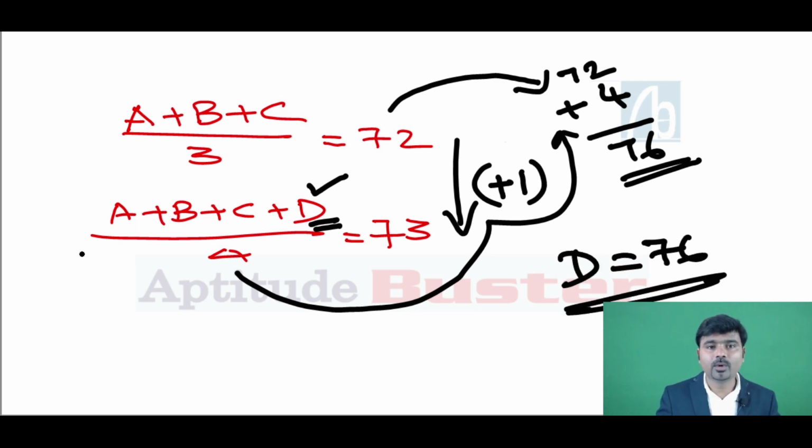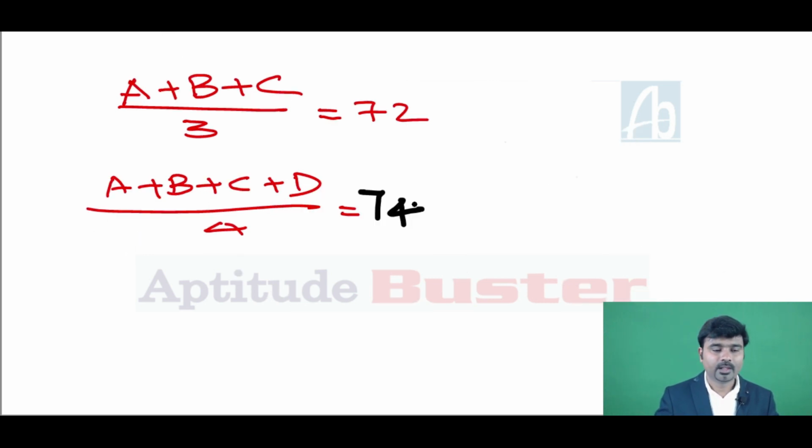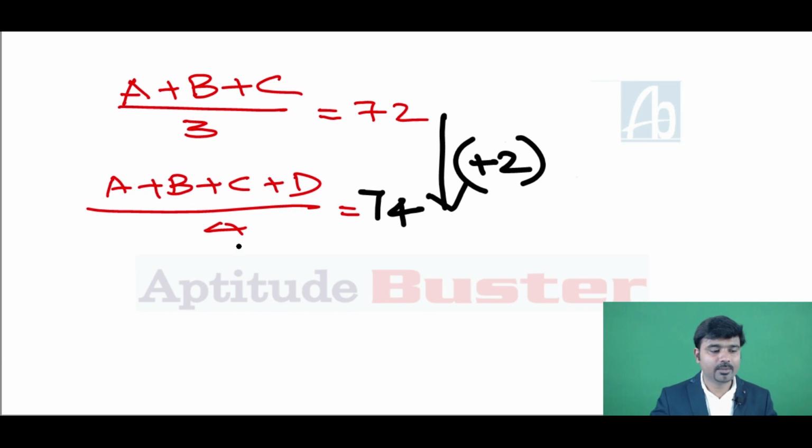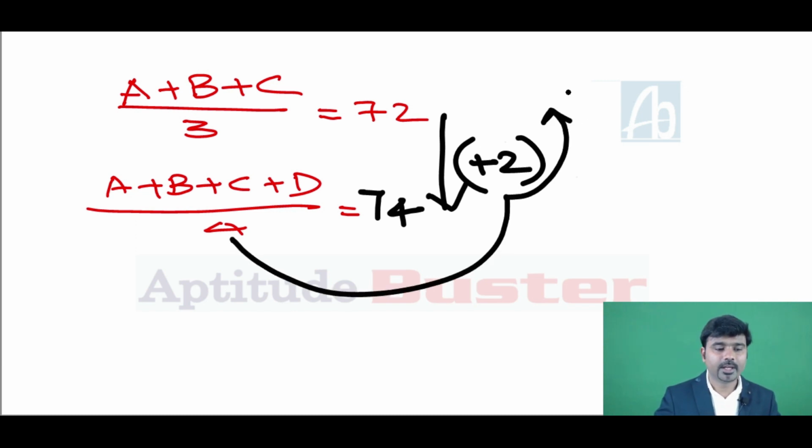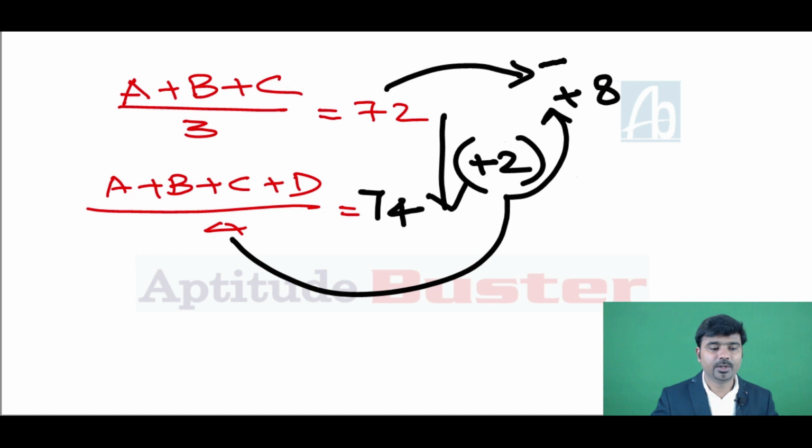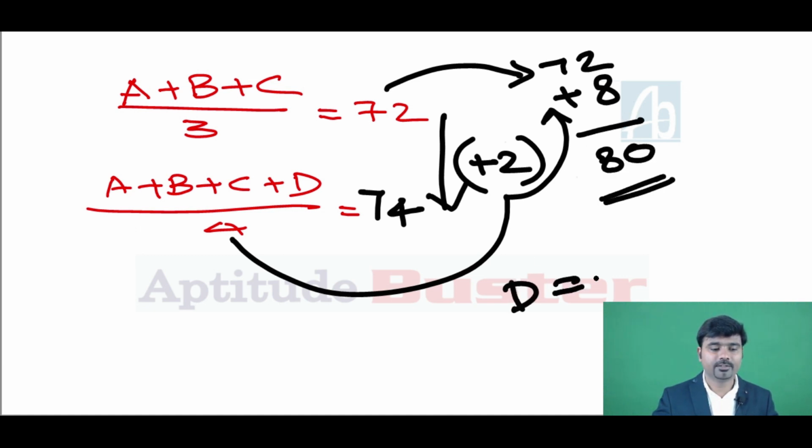I'll give you 10 more examples to understand the logic behind this. Now, the average of these three numbers is 72, of these four numbers is 74. Here what's the difference? The increase is 2. An increase of 2 means the total will be increased by 4 into 2, 8. So the D value should be 8 more than the previous average. So 72 plus 8, the answer for D is D equal to 80. The value of D is 80. You can understand that clearly.